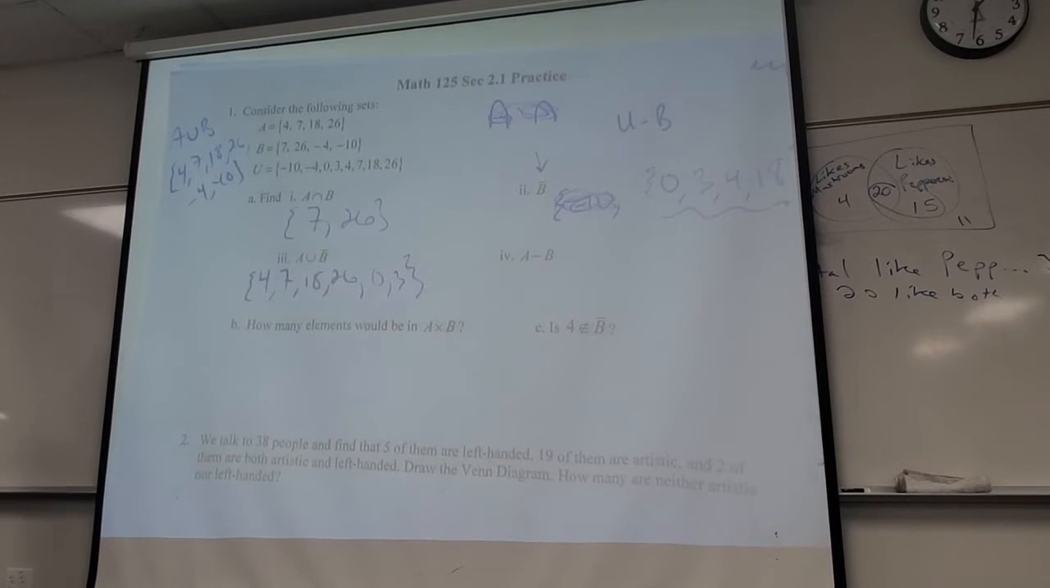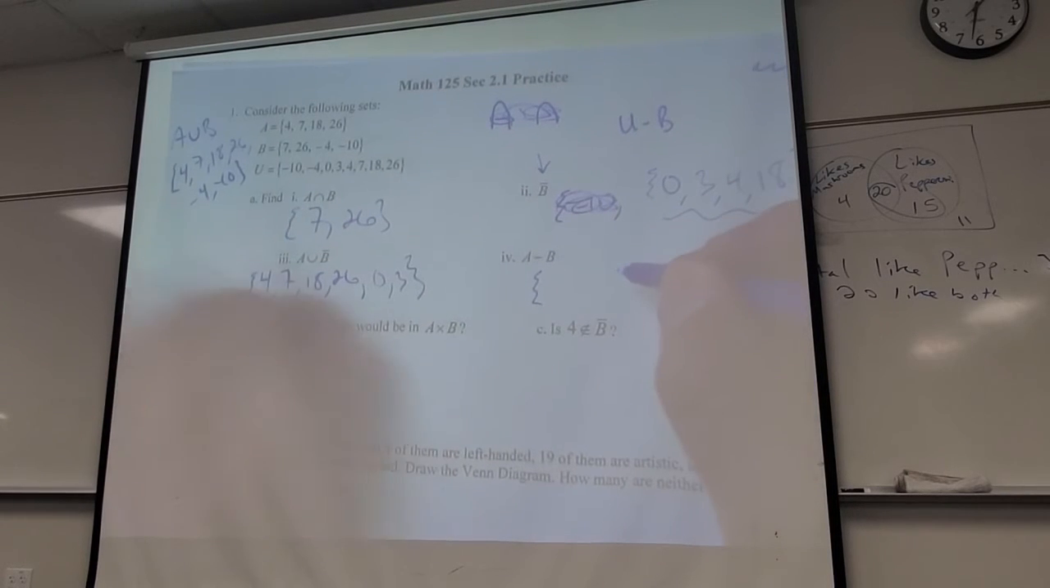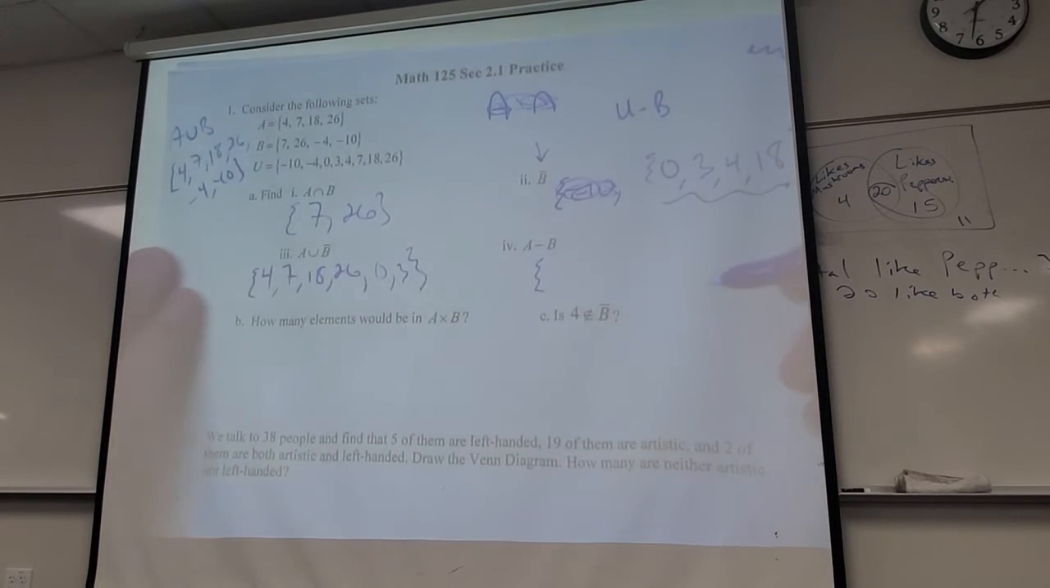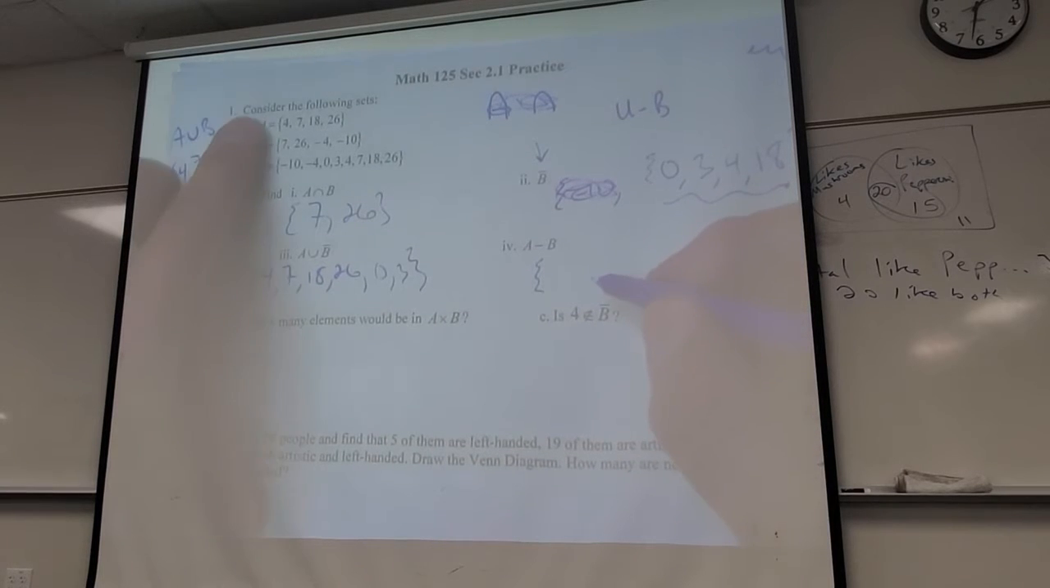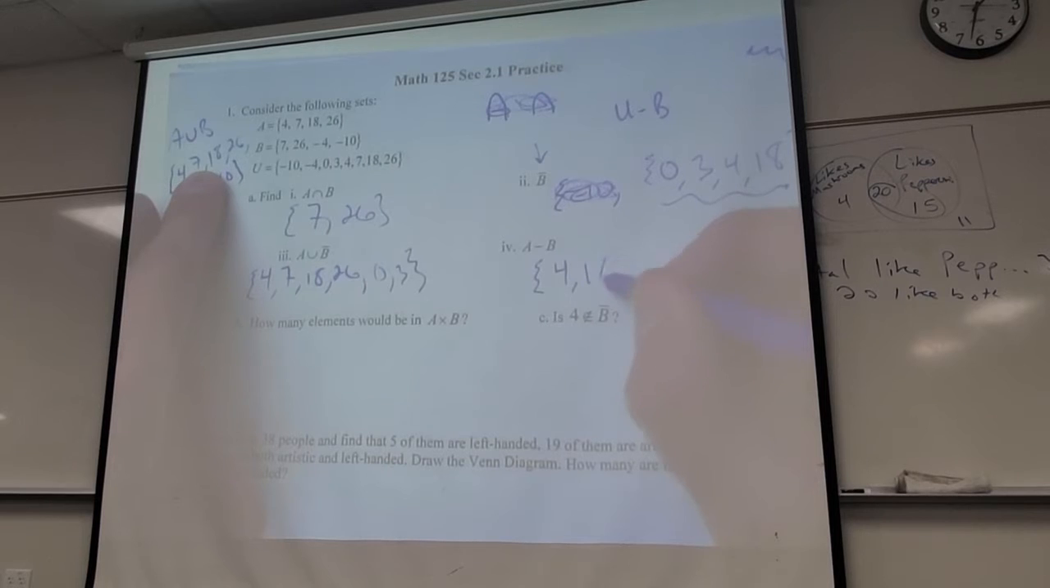And of course, number 4, A minus B. You don't care about extraneous stuff in B. You just write everything that's in A that is not also in B. It's basically what you're doing. So what is A minus B? 4 and 18. Yeah, 4 and 18. Bam.